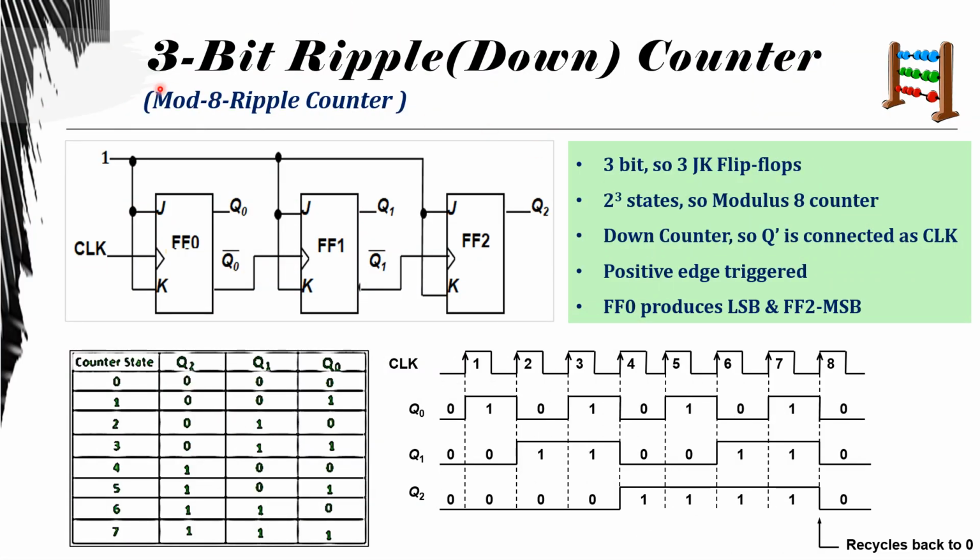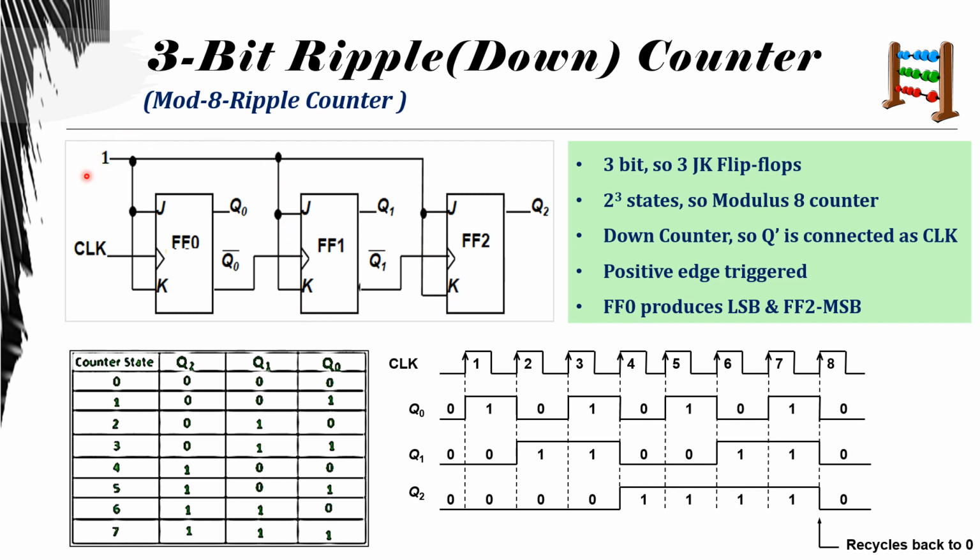Similarly, let us discuss a 3-bit ripple down counter. Since it is a 3-bit counter, we need 3 flip-flops. Here we are making use of JK flip-flops, so we are using 3 JK flip-flops. Make sure that all the J and K terminals are connected to logic 1.